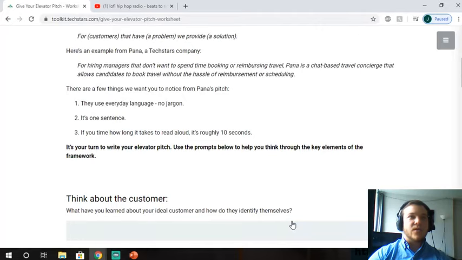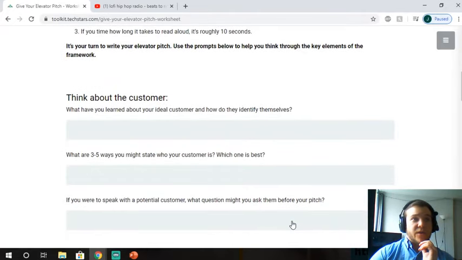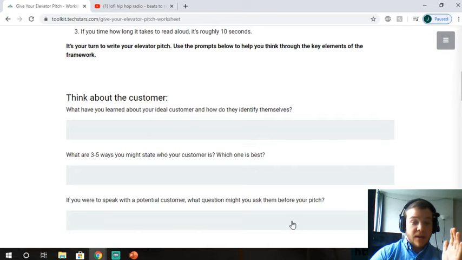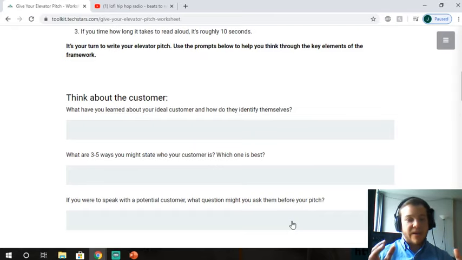In starting to write your pitch, there are a few questions you can start to answer. The first blank you have to fill in is who is your customer? So for customers with problem, right? You start out by answering the question, what have you learned about your ideal customer and how do they identify themselves? There's an exercise that had been done last week called running empathy interviews. It's getting to know your customers, the exercise from the Toolkit. It's a really good way to start yourself off with being able to answer questions like what language does the customer use? How does the customer identify themselves?